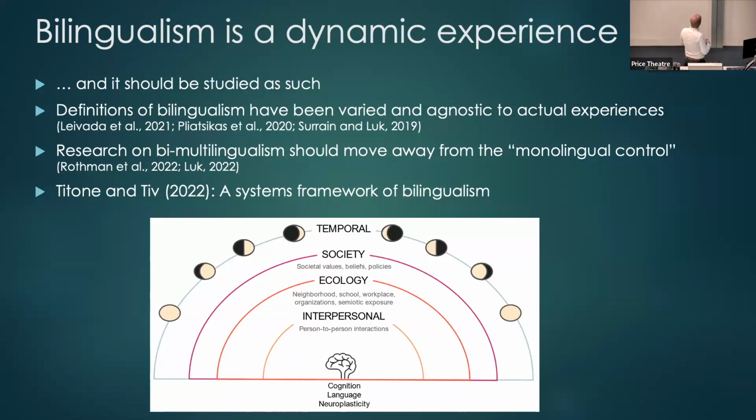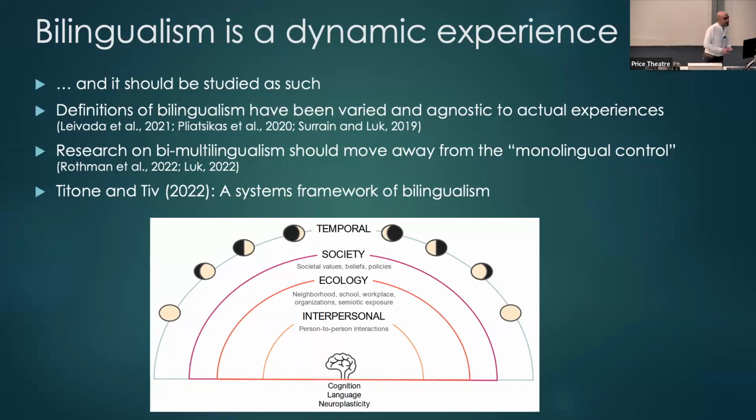The idea is that bilingualism is a dynamic experience and should be studied as such. At least when it comes to studies of differences in brain structure and function, it's not good enough to say we have a bilingual group and a monolingual group, right? I would even expand that to the whole executive functions literature, but let's not do that now. Definitions of bilingualism have been varied and agnostic to actual experiences, especially in the earlier studies of this field. And there are suggestions now that we should move away from the monolingual control.